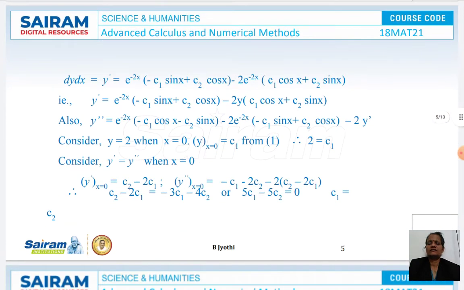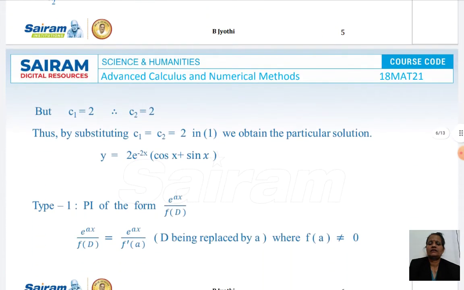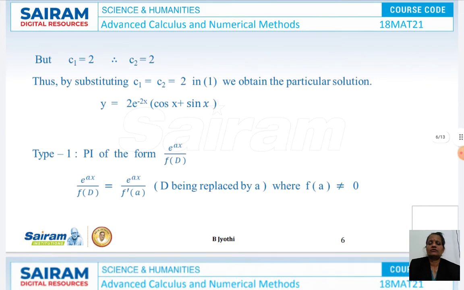Now consider this and get the values of c1 and c2. That is, by differentiating and double differentiation, we get c1 is equal to 2 and c2 will be equal to also 2. Therefore, y is equal to twice of e to the power of minus 2x into (cos x plus sin x).